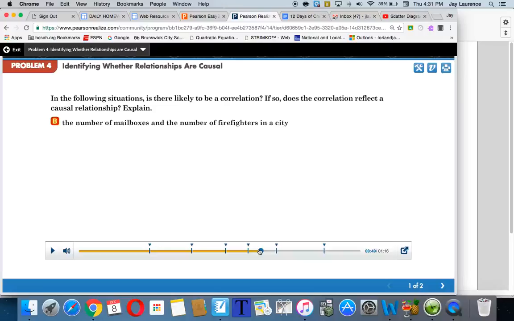Now, is it causal? Well, what drives the need for more mailboxes? People moving into homes or apartments or whatever. If I'm the mayor of a city, let's say, and I see a big open field, and I decide to put up 15,000 new mailboxes. Don't assign them to anybody. Just put up 15,000 new mailboxes. Will the number of firefighters increase? Of course not. That's ridiculous. So this is a positive correlation, but it is not a causal relationship.